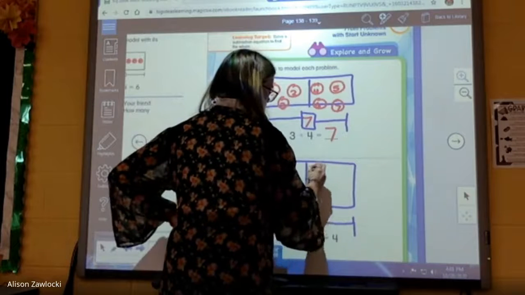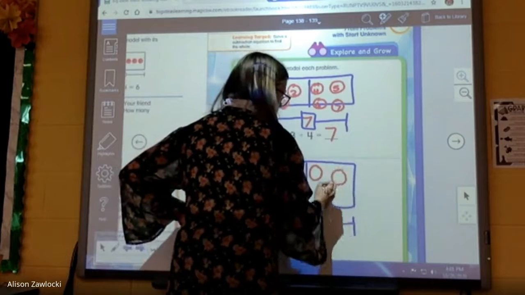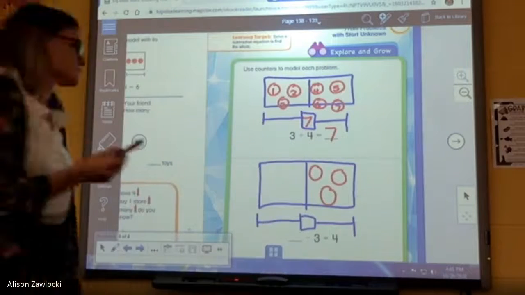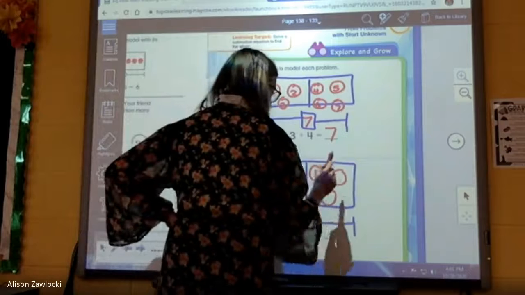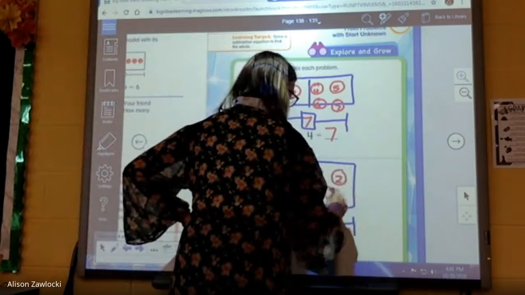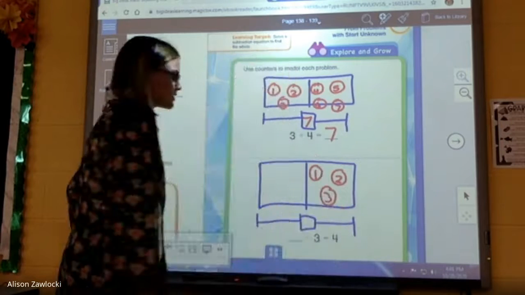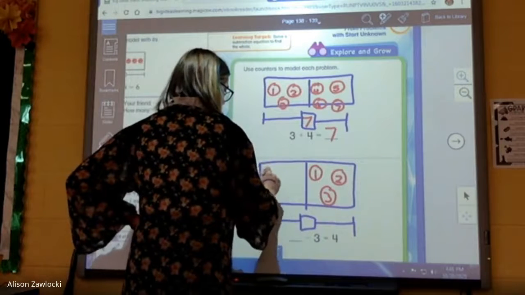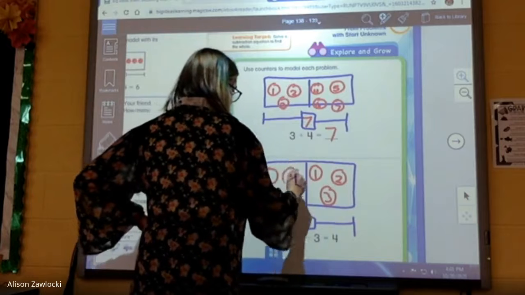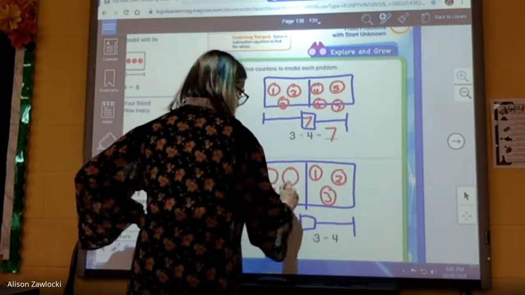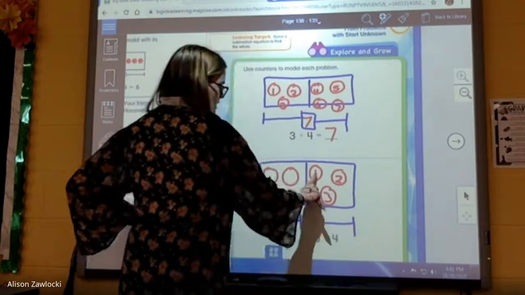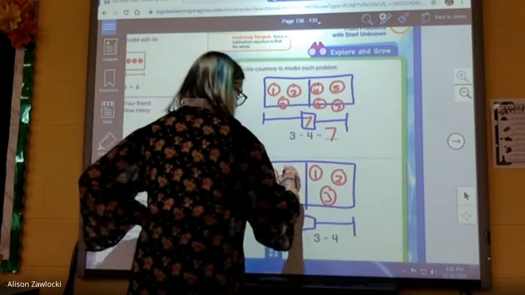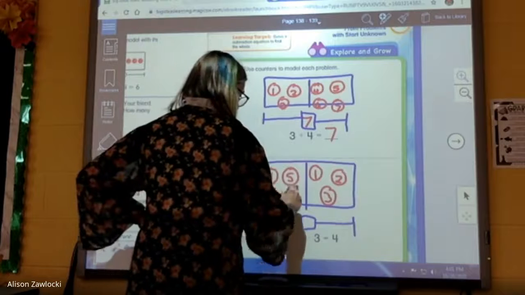So I'm going to draw 1, 2, 3 circles. I'm going to put a 1 in this because that's the first circle I've drawn, second circle, and my third circle I've drawn. 1, 2, 3. And then I'm going to do my other part over here. 1, 2, 3, 4. I'm going to go back and write my numbers. So this is my 1, 2, third circle, my fourth circle, fifth circle, sixth circle, and seventh circle.